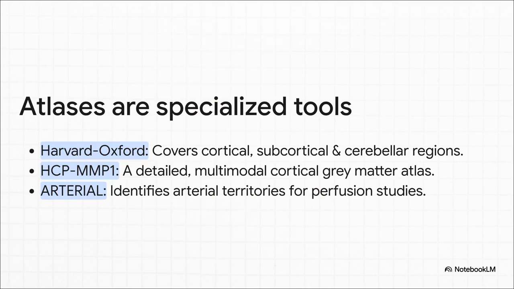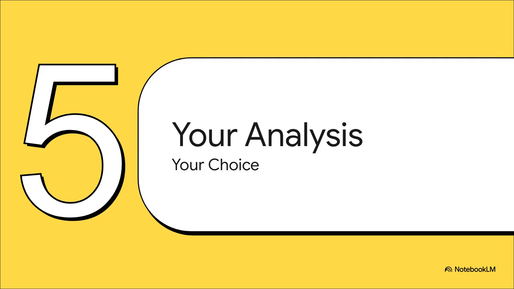What's really crucial to understand is that there isn't just one single map of the brain. Nope. Researchers use lots of different atlases, and each one is designed for a specific job. The Harvard-Oxford Atlas, for example, gives you broad anatomical coverage. The HCP Atlas gives you an incredibly detailed map of the cortex based on how it's all wired together. And there are even specialized arterial atlases that map out blood supply, which is super important for certain types of studies.